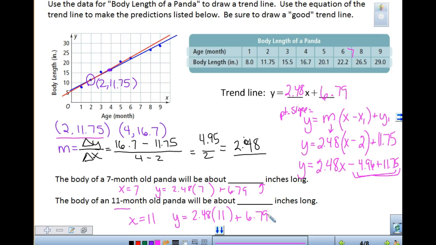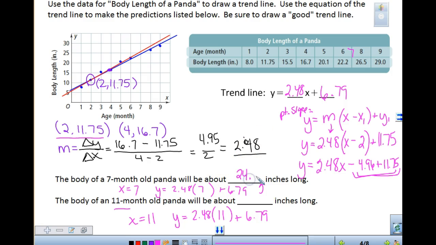So this is telling us at 0, I get month 0, right? 6.79 in this case inches. And each month, what is happening to our panda? It is growing by almost 2.5 inches, 2.5 inches per month is what it's looking like for those first 9 months. So your two answers, what did you have for the first one, Logan?